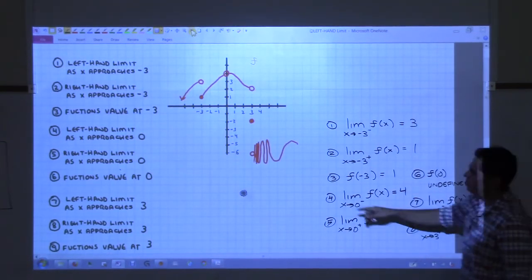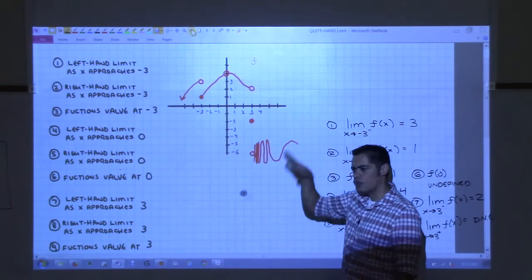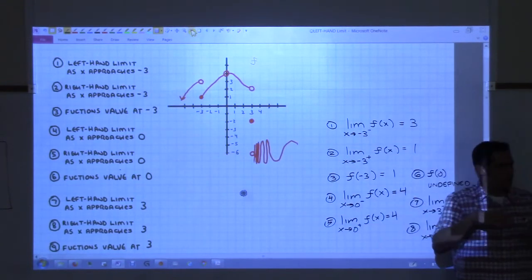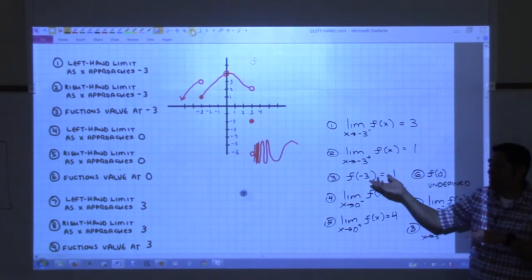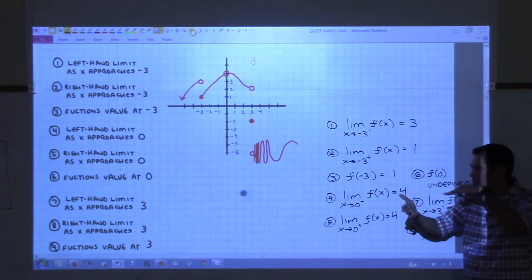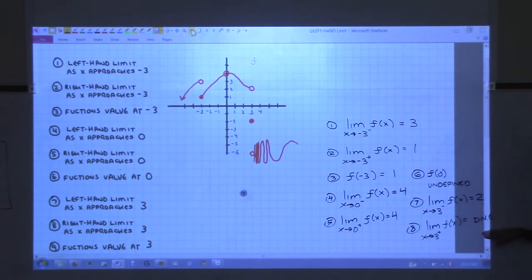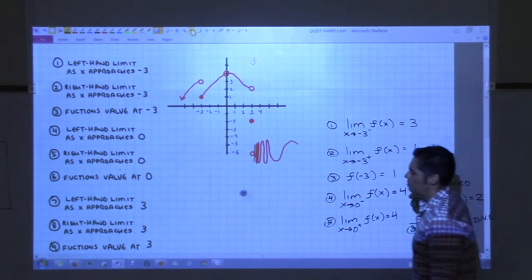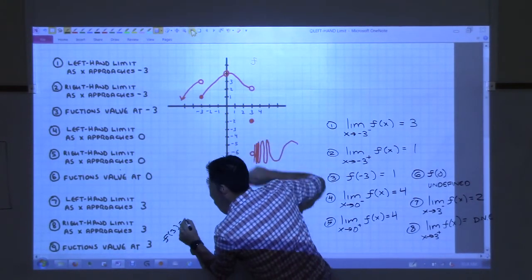So even though I put a hole here at -6, the fact that the function goes up and down means it's impossible for me to draw it very accurately. I did the best I could, but that matched kind of what we did in class. That oscillation means that the function is not headed towards a specific value, and therefore the limit does not exist. All right. Number 9, what's the value of the function at 3? So that's just saying what's f of 3, and that is -2.